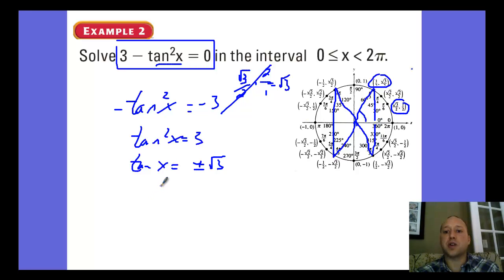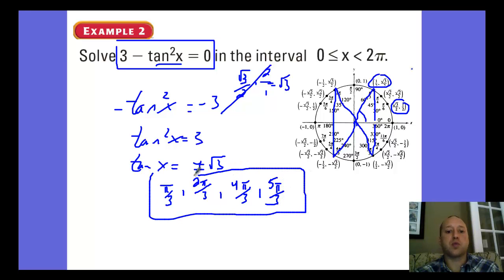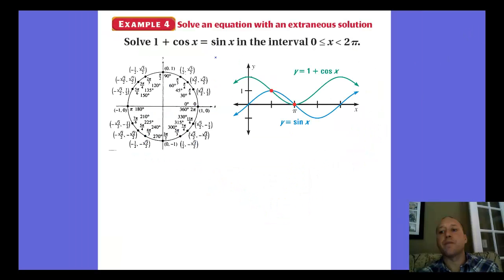And so our values are going to be pi thirds, and actually we only want one unit circle, so I don't need the plus 2 pi n. So 2 pi thirds, 4 pi thirds, and 5 pi thirds. Those would be the 4 angles within one unit circle. If I didn't have the interval here, I could write that as pi thirds plus pi n and 2 pi thirds plus pi n. So I could write those 4 solutions using 2 different general forms for all possible solutions.